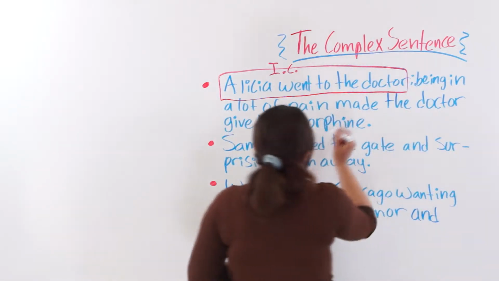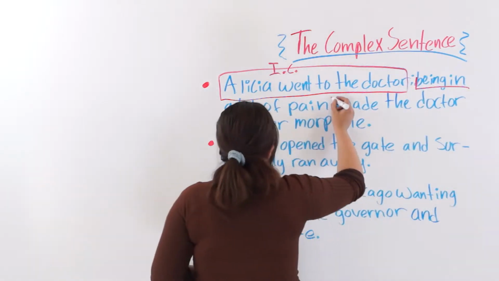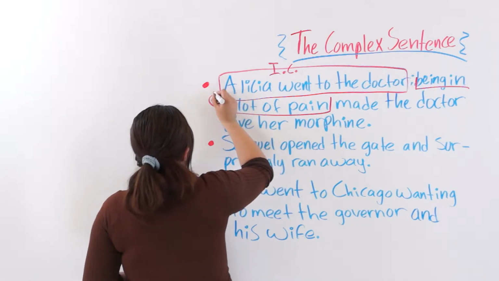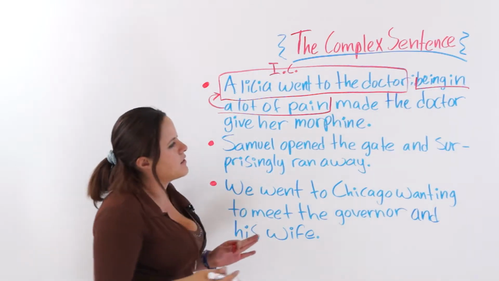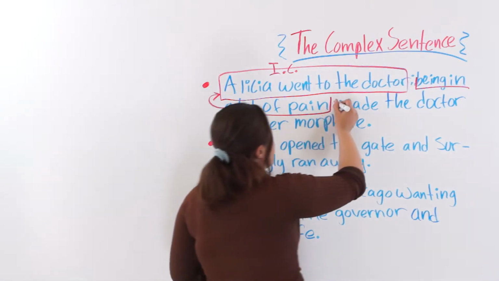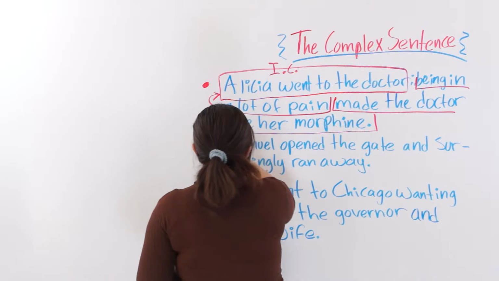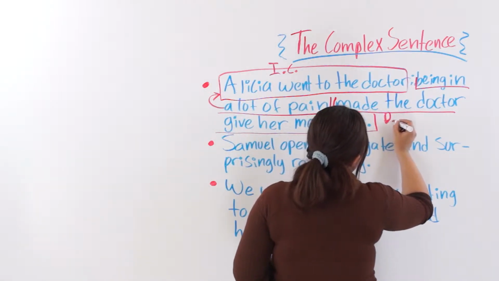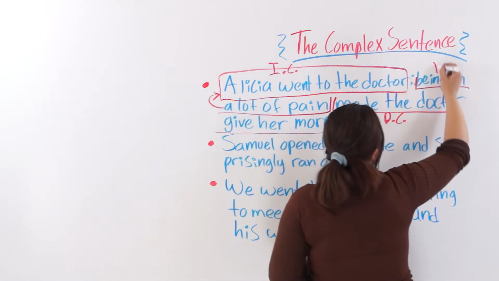Being in a lot of pain, this would be the first dependent clause. Being in a lot of pain, this depends on this. Who? Alicia went to the doctor. Being in a lot of pain made the doctor give her morphine. Made the doctor give her morphine would be the second dependent clause. So this is a dependent clause, and this is a dependent clause also.